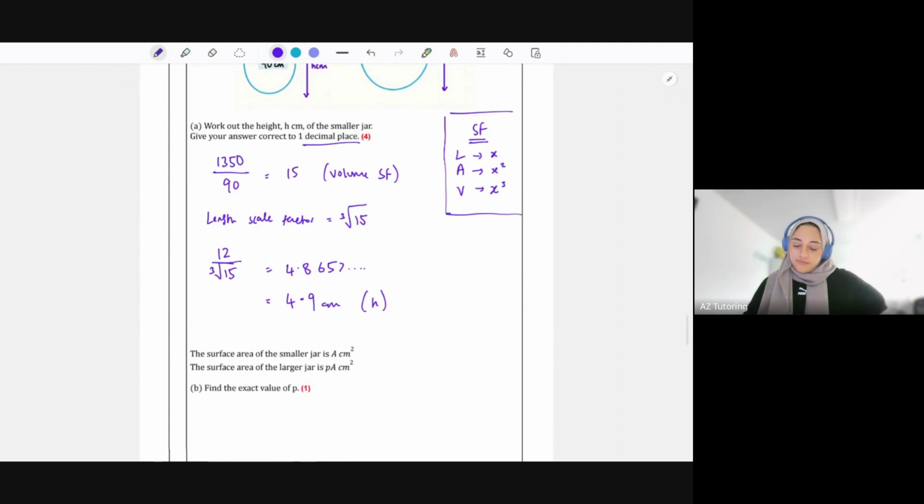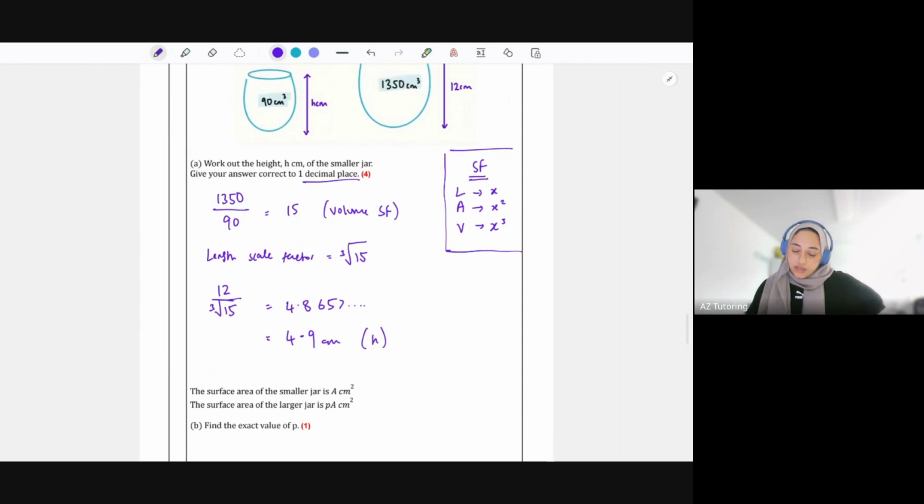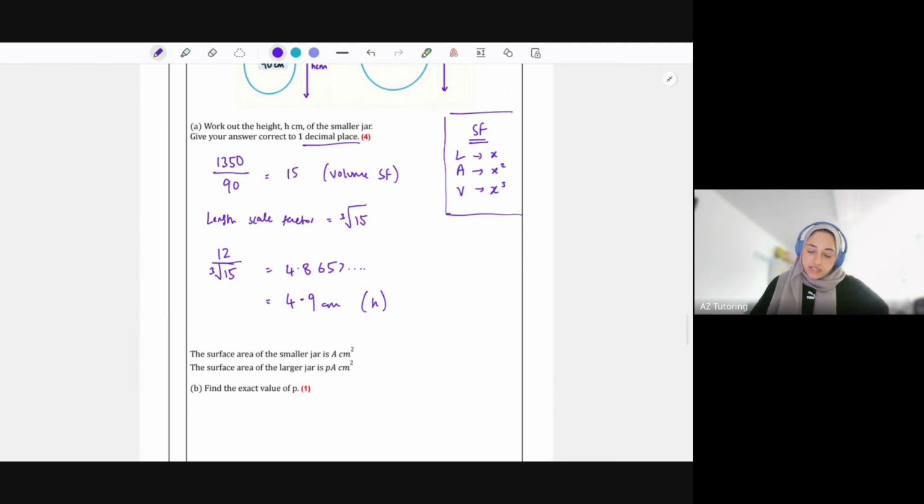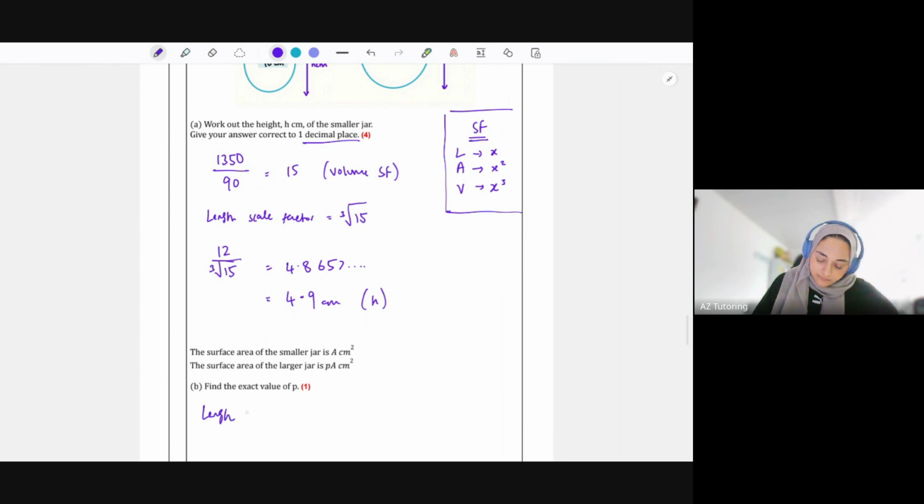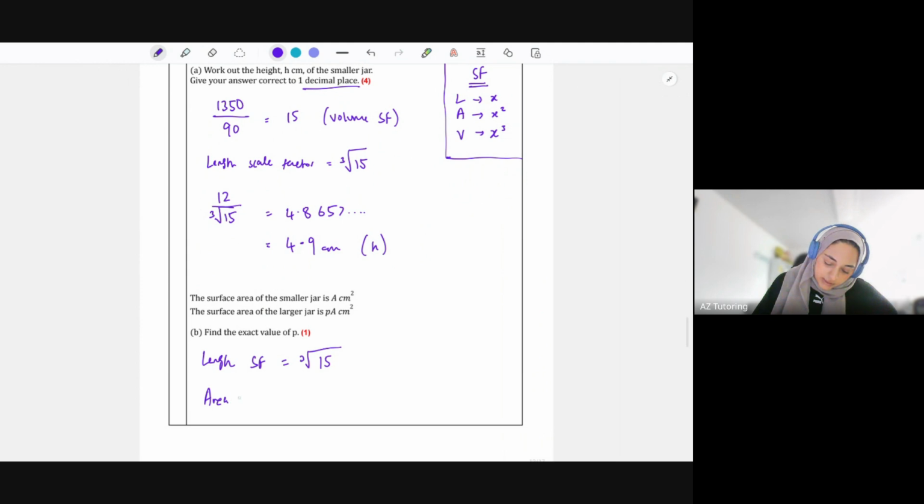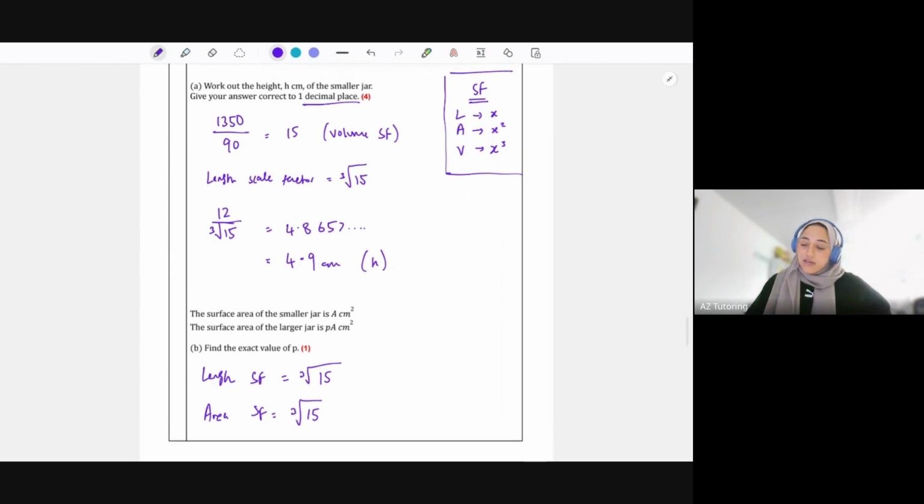Okay, moving on. The surface area of the smaller jar is a centimeter squared. The surface area of the larger jar is P a centimeter squared. Find the exact value of P. Now, if I've worked out the length scale factor is the cube root of 15, then that means the area scale factor is going to be the length scale factor squared. So I have to square to go down here. So it's always handy putting them rules to the side. So I need to square this.